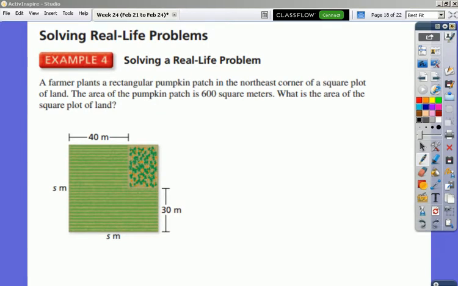Let me read this problem to you. It says, a farmer plants a rectangular pumpkin patch in the northeast corner of a square plot of land. The area of the pumpkin patch is 600 square meters. What is the area of the square plot of land? This is something that, had I encountered it at your age, I would have just stared at for like 5 minutes, maybe.